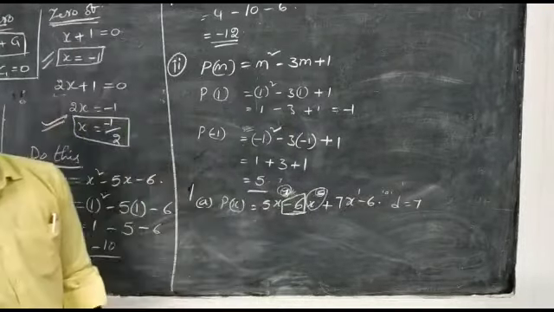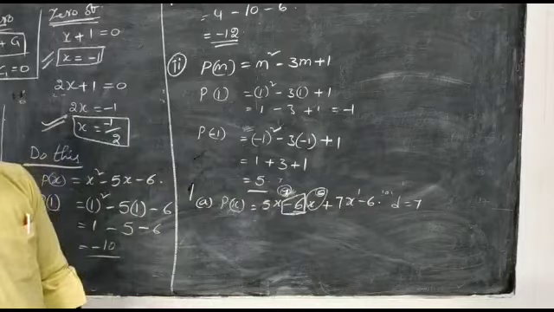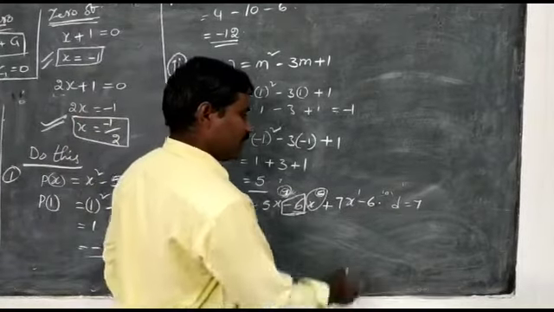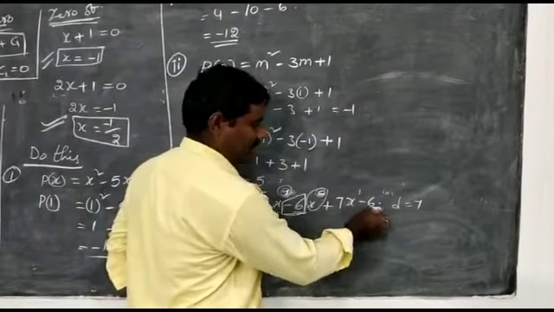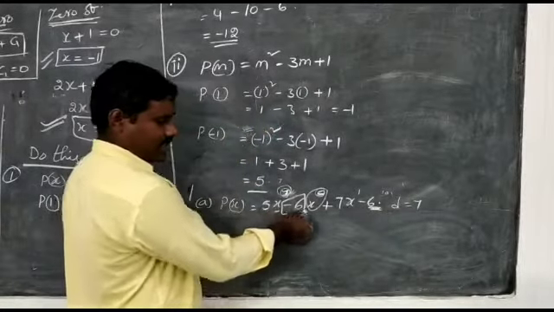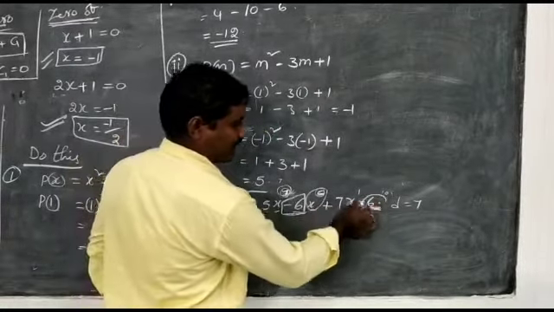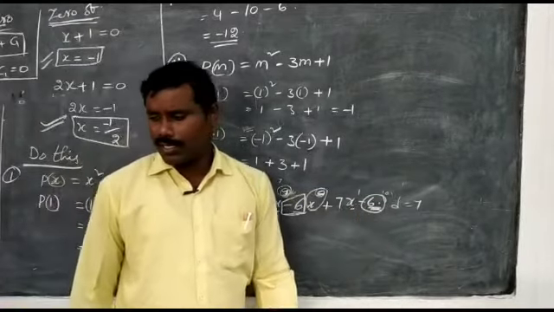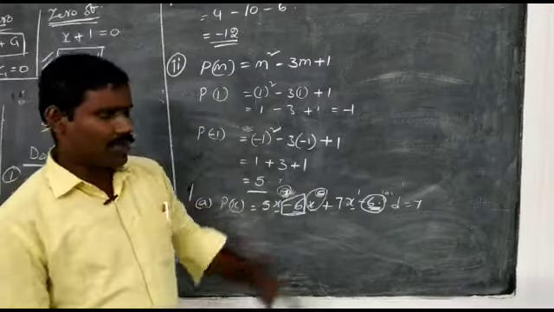Now we are going to the third and last, the constant term. What is the constant term? It is the term in which there is no x. Observe here. In this case we have x, but minus 6 doesn't have any x. Therefore minus 6 is the constant term of the given polynomial.